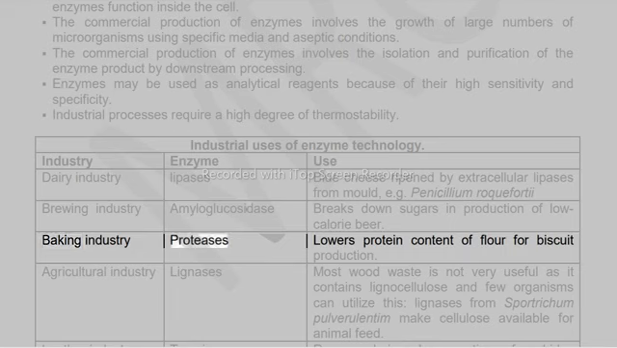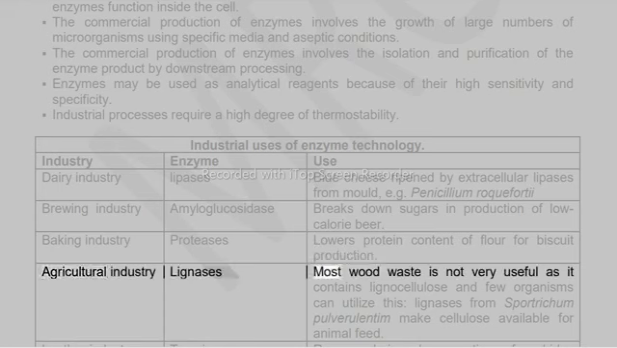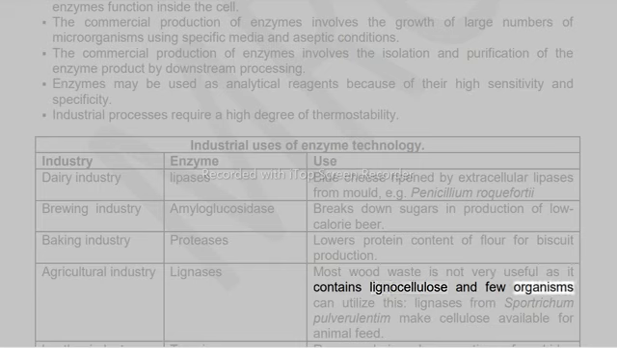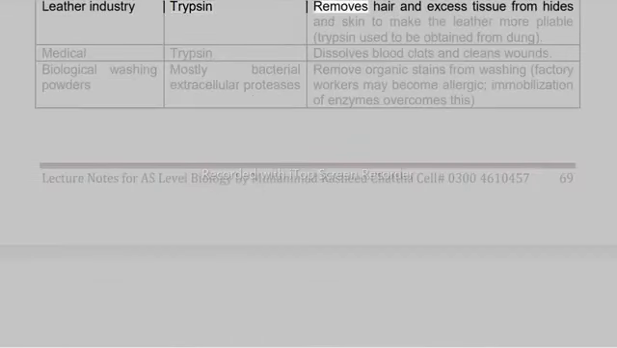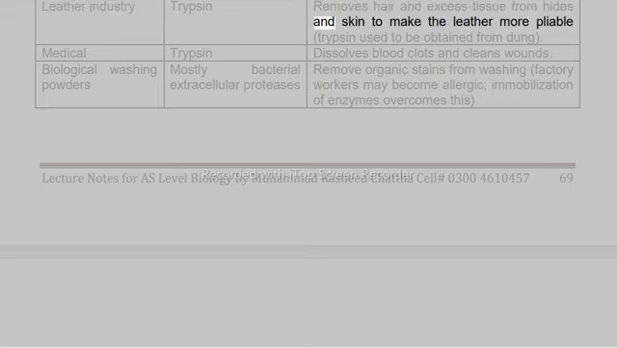Baking industry: proteases lower the protein content of flour for biscuit production. Agricultural industry: lignases. Most wood waste is not very useful as it contains lignocellulose and few organisms can utilize this. Lignases from Sporotrichum pulverulentum make cellulose available for animal feed. Leather industry: trypsin removes hair and excess tissue from hides and skin to make the leather more pliable. Trypsin used to be obtained from dung.